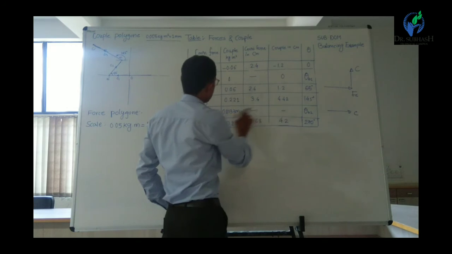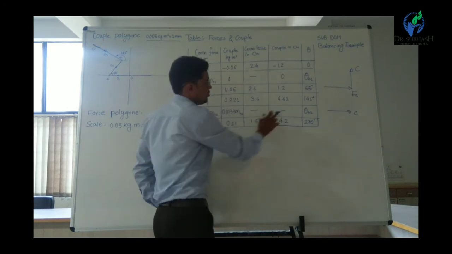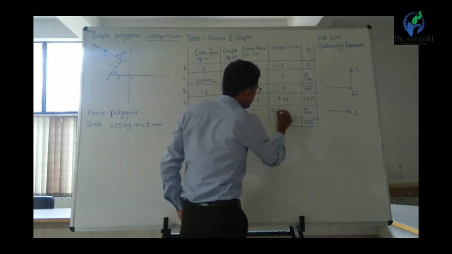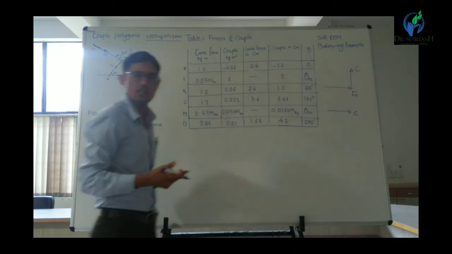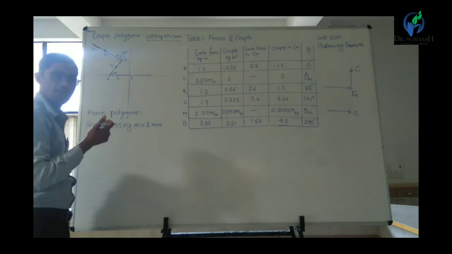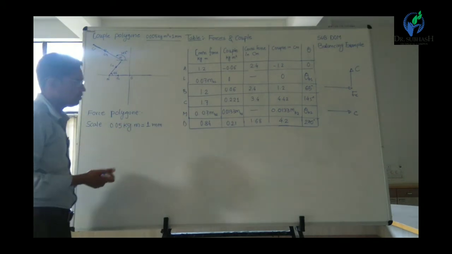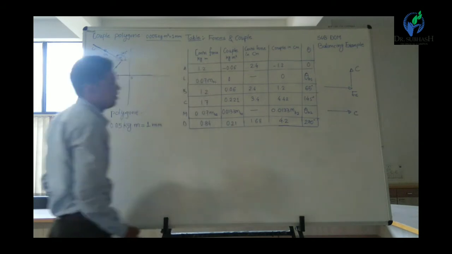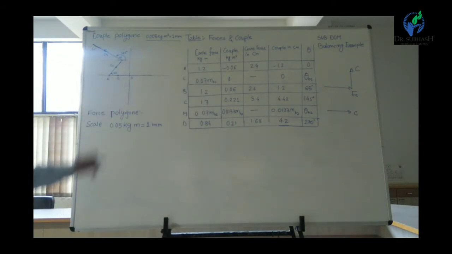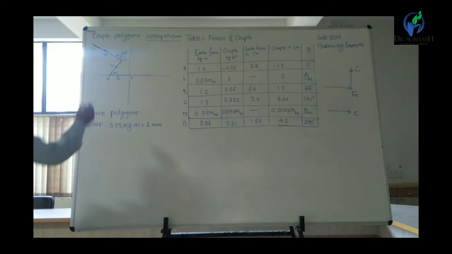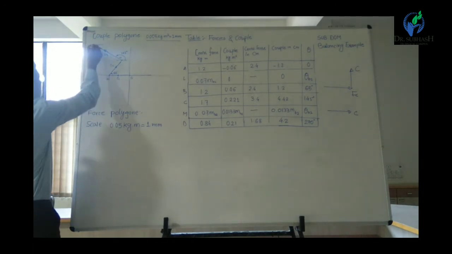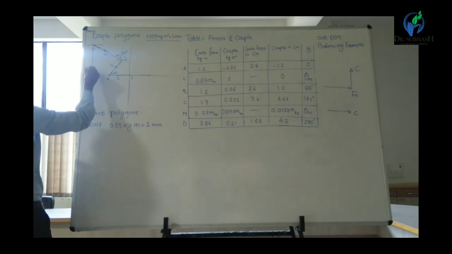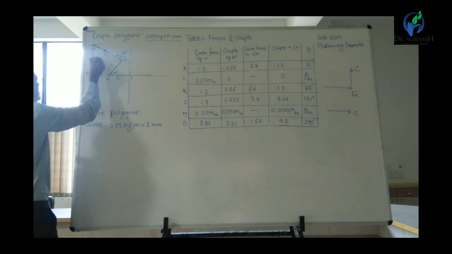Here it is 0.0133 MB2, so it is unknown. We cannot represent this couple value in vector form, so we represent this value with a 4.2 centimeter length at 270 degrees. Again, from this point we consider this as a reference point and we draw a line of 4.2 cm length. This is our D and this is our C4.